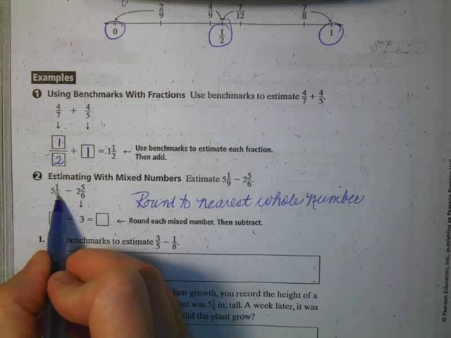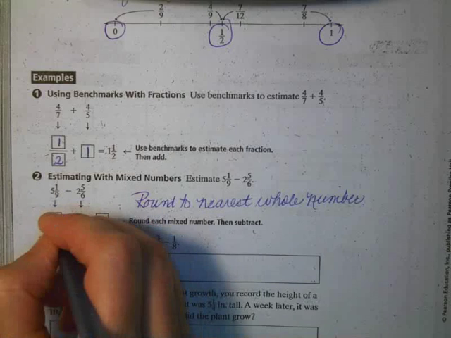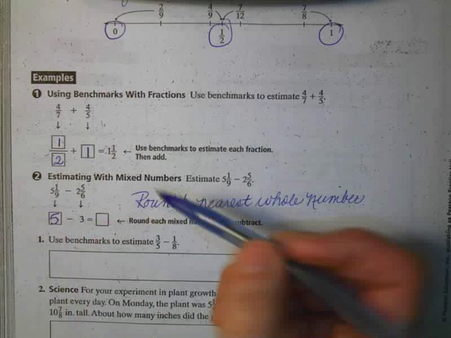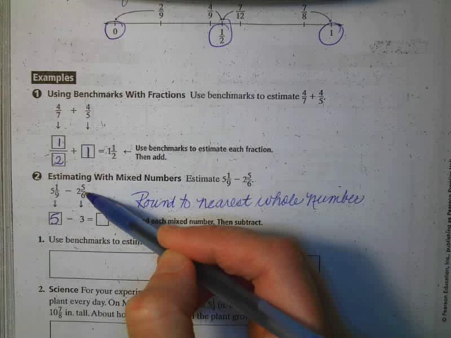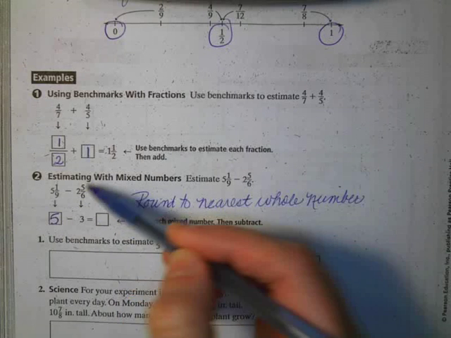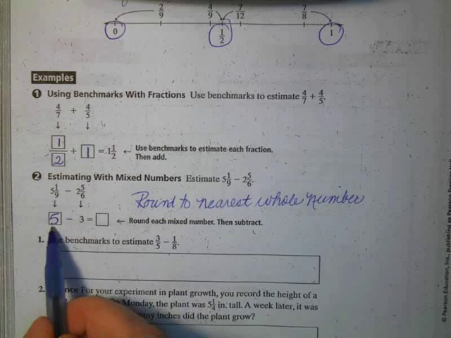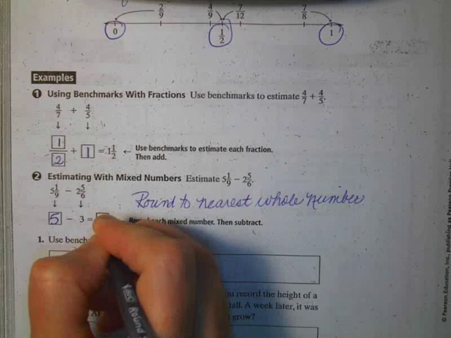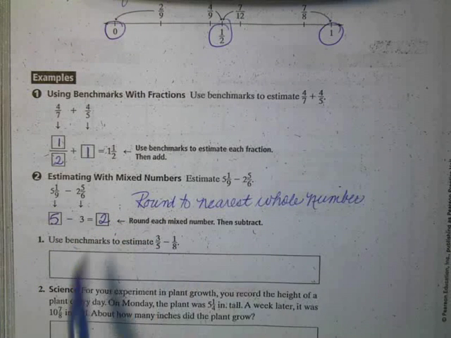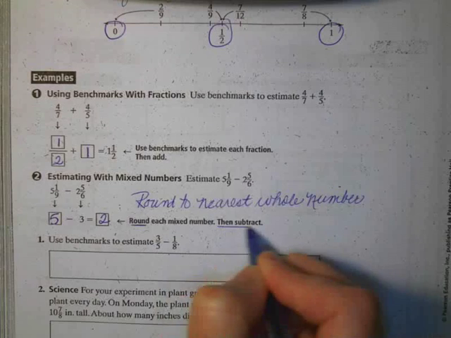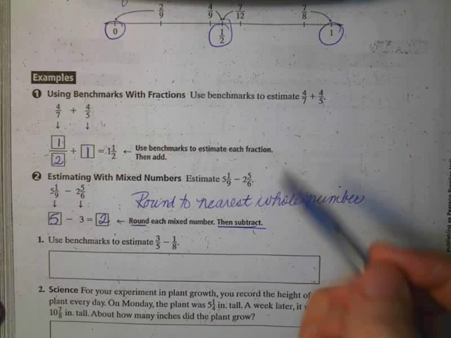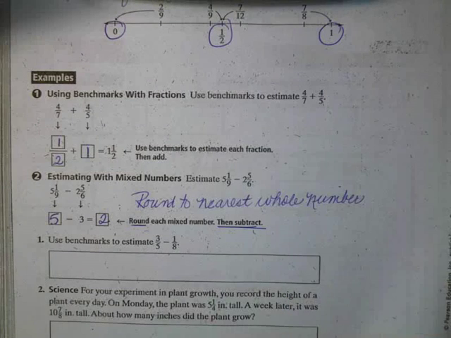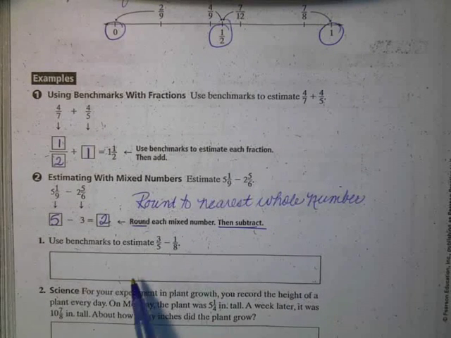So 1/9 is just a little bit. It's clearly less than a half, so this is going to round to 5. This is 2 5/6. 5/6 is very close to 1 whole, and it's more than a half, so I'm going to round up to 3. So 5 minus 3 is 2. Again, we round and then we subtract. Even with the benchmarks, we'll estimate each fraction or round them and then add or subtract.